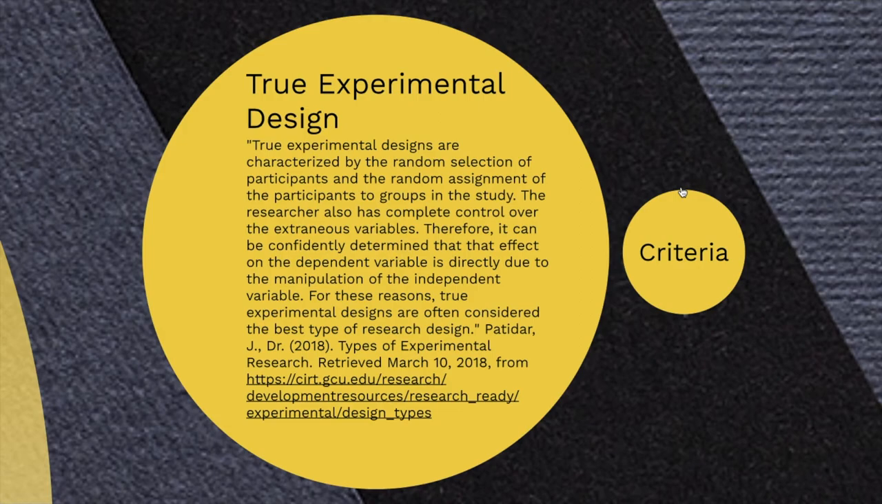True experimental designs are characterized by the random selection of participants and the random assignment of the participants to the groups in the study. The researcher, or you in that situation, would have complete control over the variables. You get to pick which ones are controlled, you get to pick how they're changed, so the effect on the variable is directly due to what you choose to change as the researcher.